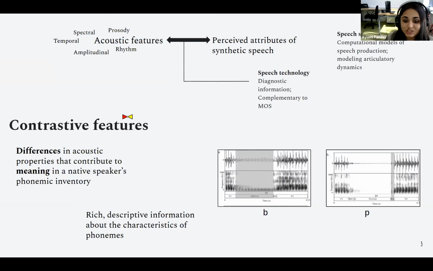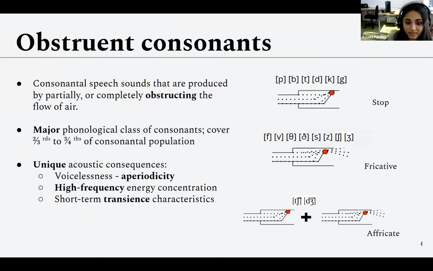So in this research, we are drawing on the contrastive features such as these because they encode rich and descriptive information about the characteristics of phonemes in a language. Analyzing TTS systems based on these contrastive features can not only give us a set of features for analysis, but it can also provide guided theoretical direction when we compare their behavior across systems. For the purpose of this evaluation, we have chosen the contrastive features of obstruent consonants.